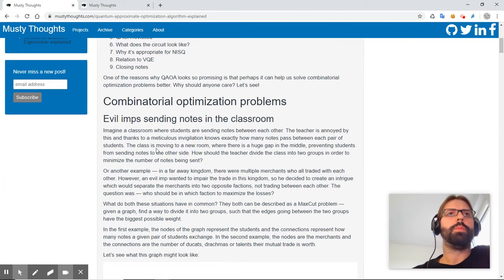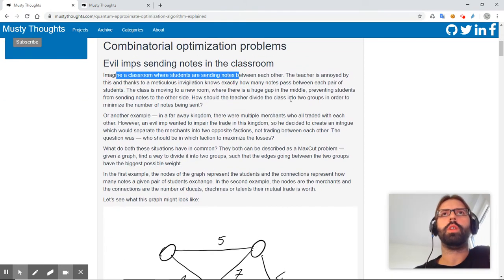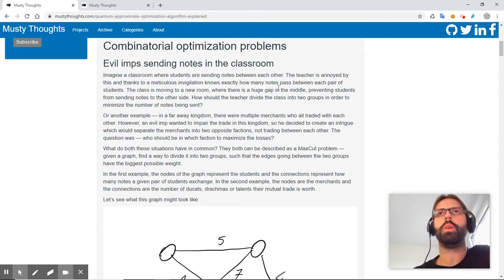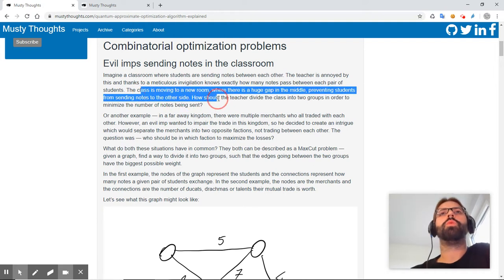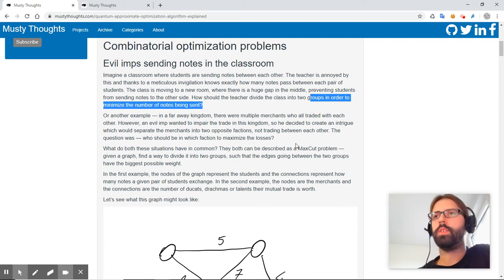Combinatorial optimization problems. Sending notes in the classroom. Imagine a classroom where students are sending notes between each other. The teacher knows exactly how many notes pass between each pair of students. The class is moving to a new room with a huge gap in the middle, preventing students from sending notes to the other side. How should the teacher divide the class into two groups in order to minimize the number of notes? So this is graph coloring, right?